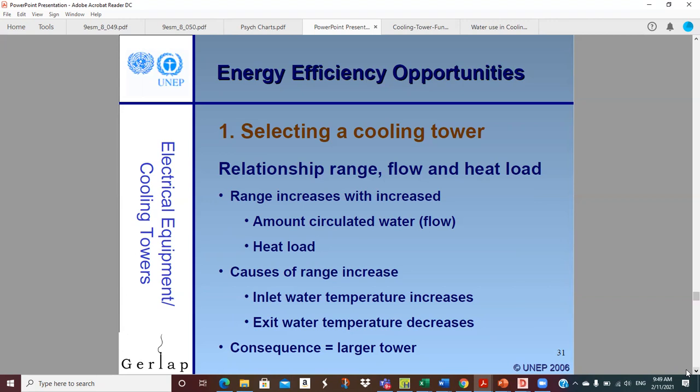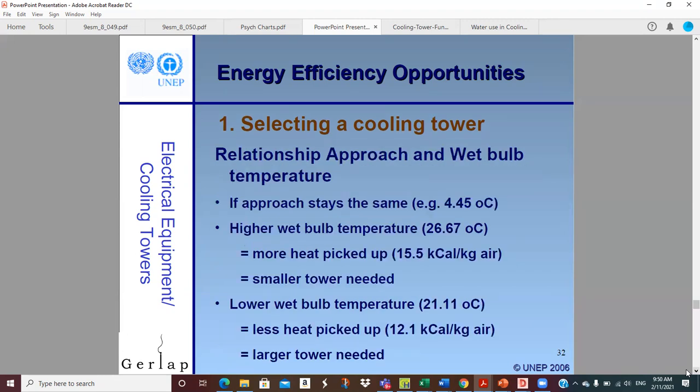Causes of range increase. Well, how can you change the range? The inlet water temperature can get hotter for the same exit water temperature, or the exit water temperature can get lower, or both. So if that happens on a system, or that additional load comes on, you may have to add cells, add capacity to make it work.